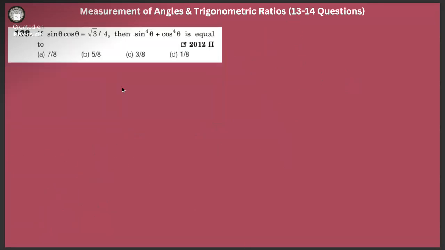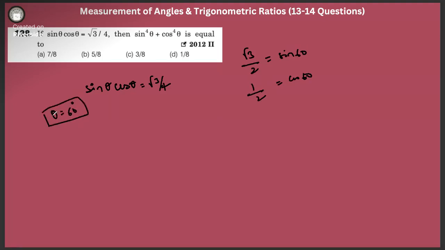All right. What do you guys think about it? If you look closely, the information that has been given to us is sine theta cos theta is equal to root 3 by 4. We know there is one particular value wherein sine theta is equal to root 3 by 2, that is sine 60, and cos 60 is 1 by 2. So can we substitute? You will have to be watchful about this particular stuff.